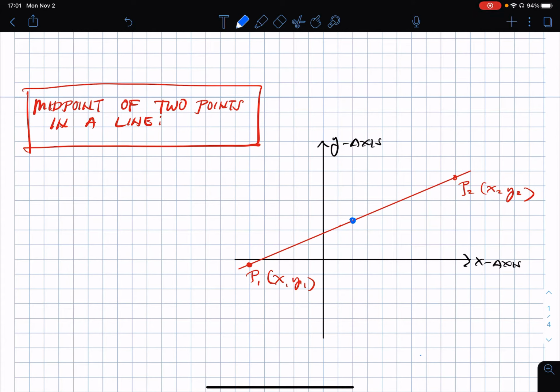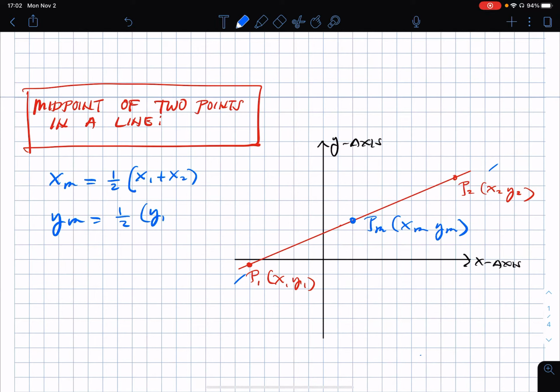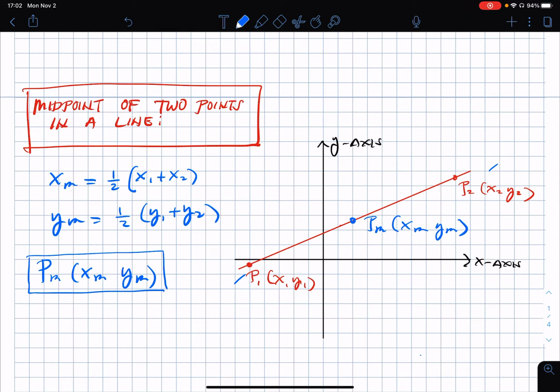Okay, let's move to the midpoint of 2 points in a line. So you're given P1, P2. The midpoint we will call P sub m, so the coordinates will be x sub m and also y sub m. The midpoint coordinate x sub m will be equal to 1/2 (x sub 1 plus x sub 2), and y sub m will be equal to 1/2 (y sub 1 plus y sub 2). It's like taking their average. So therefore you can now solve the coordinates and locate the midpoint of a line between 2 points.